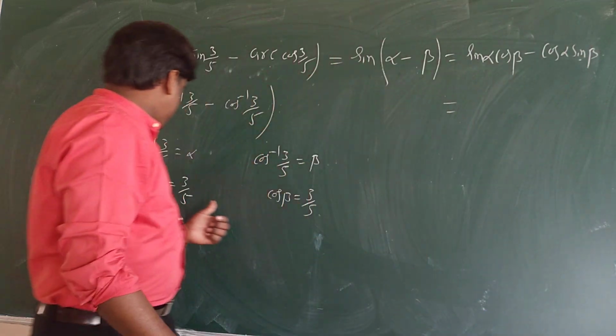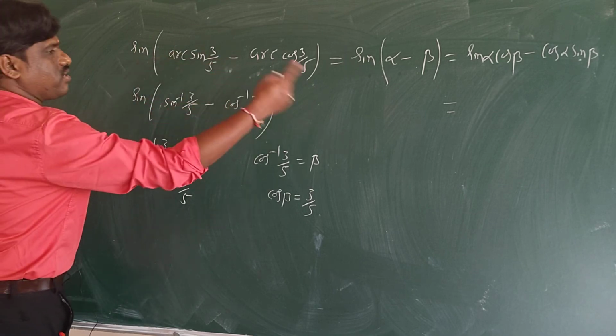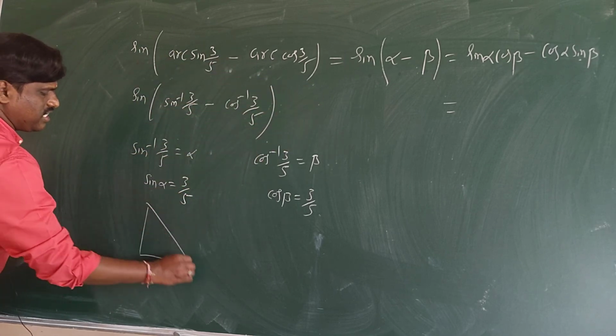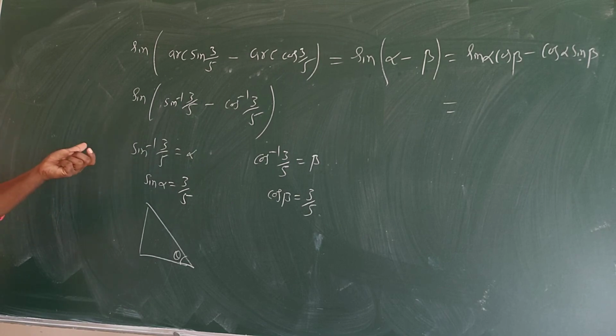So sine alpha is 3 by 5, cos beta is this. You don't know cos alpha and sin beta, so there you can take this. See, why I am explaining this level of questions, which are not in your textbook? But this question is there in the miscellaneous exercise. So if they ask you a difficult question also, you can solve this.